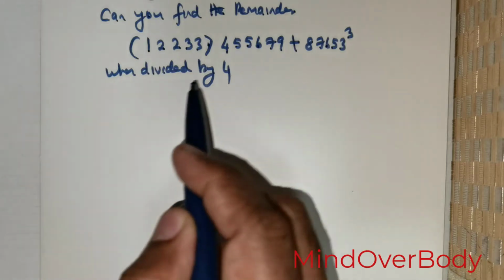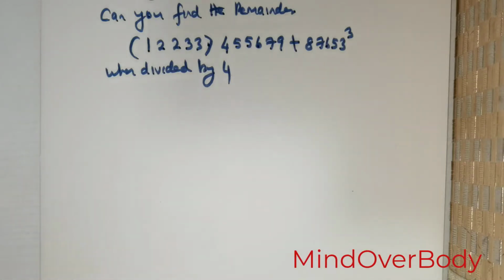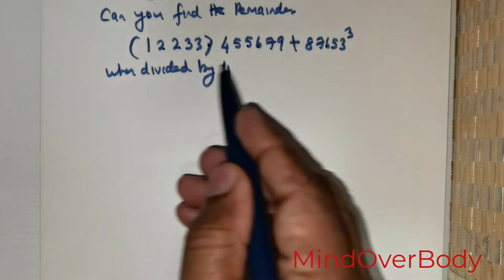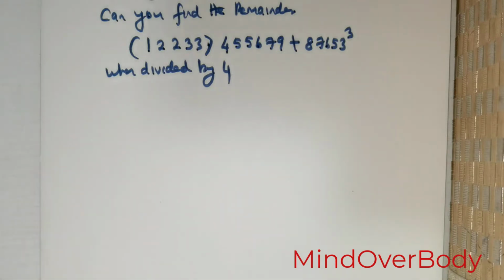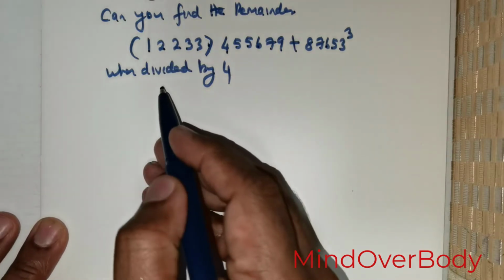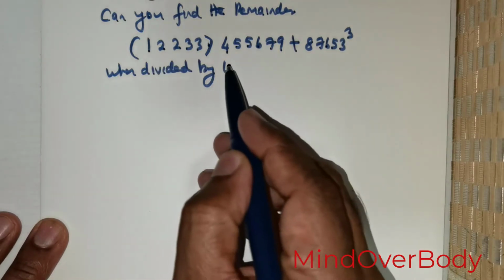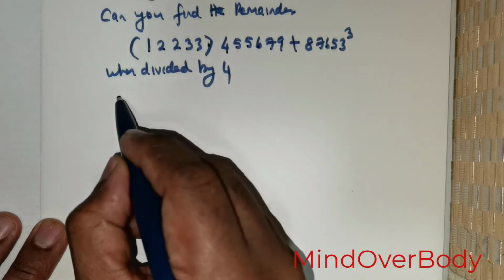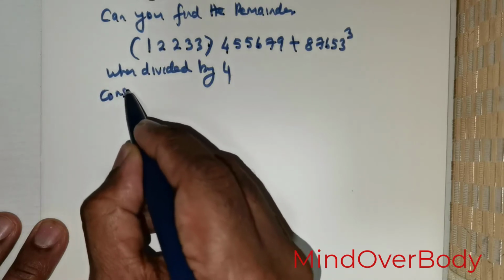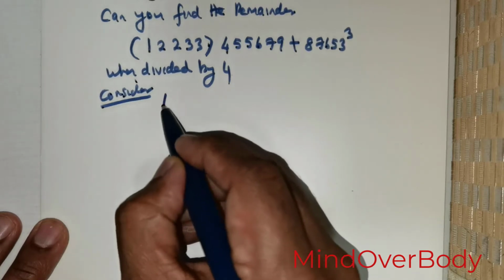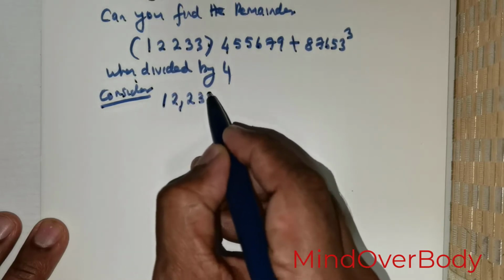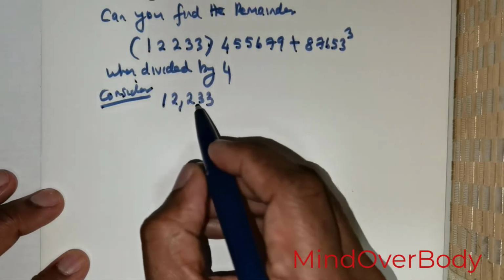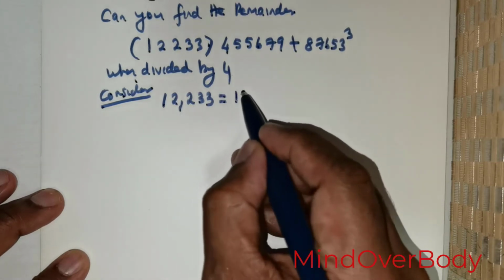Now the first look at this question gives us a very complex inference, or I would say a very complex idea, numbers of this magnitude, but they can be easily solved by adopting the following approach. Now first what I want to do is I want to bring to your attention that this particular number has to be divided by 4, and to start off what I would do is I would first consider 12,233.